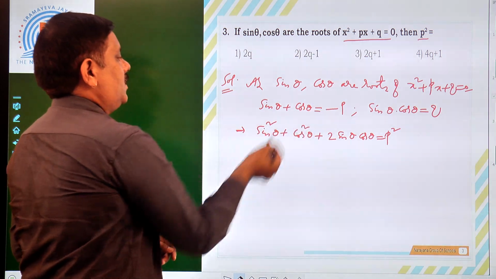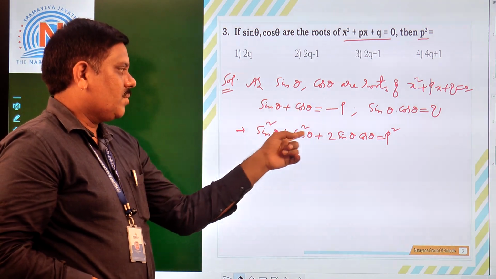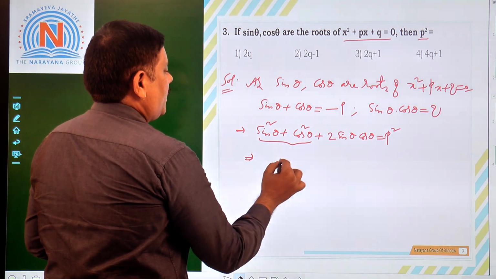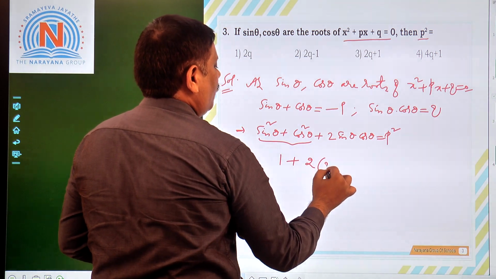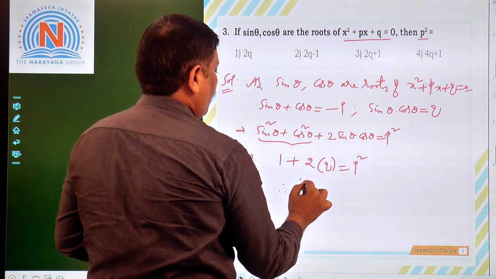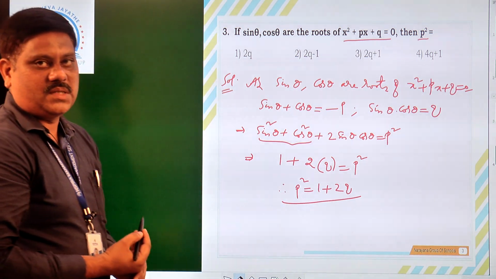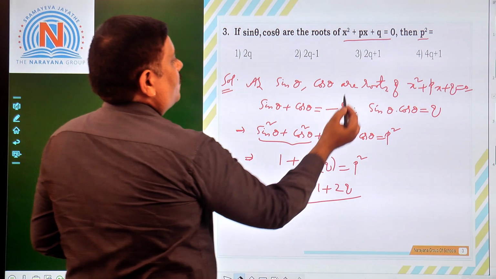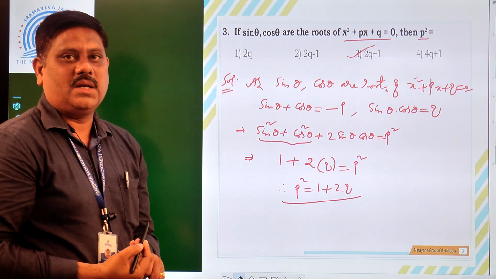If you square this equation on both the sides, a plus b whole square is a square plus b square plus 2ab anyway. So we know that sin square theta plus cos square theta is an identity, its value is 1, plus 2 into sin theta cos theta, which we have as q, that is equal to p square. So we have p square value as 1 plus 2q, or 2q plus 1. Now in the given options he is asking the p square value, that is 1 plus 2q or 2q plus 1. So the third option is the right answer for this particular question.